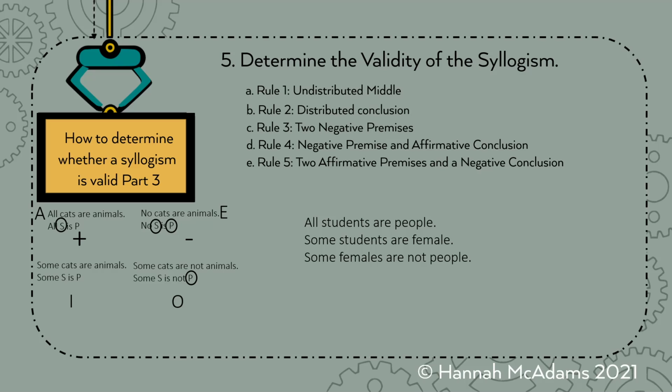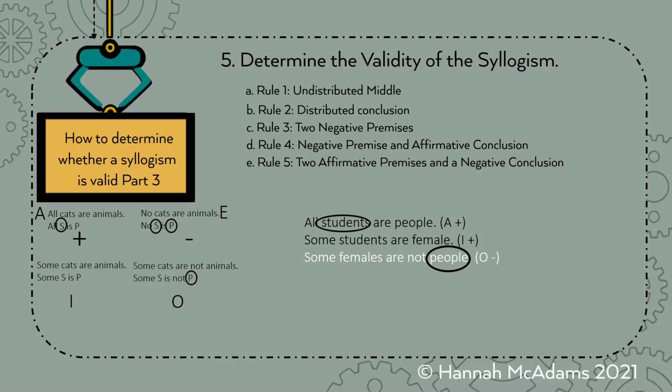Okay. All right, so let's see if this is breaking any rules. All students are people is an A, so we circle the students. That's an A positive. Some students are female is an I positive, and you don't do anything. Then some females are not people is an O statement, O negative, and you circle the predicate. You always say premise instead of predicate. I know, there's too many P words.